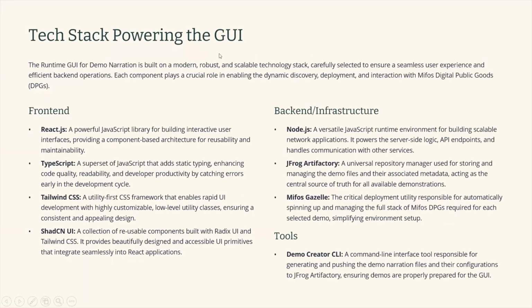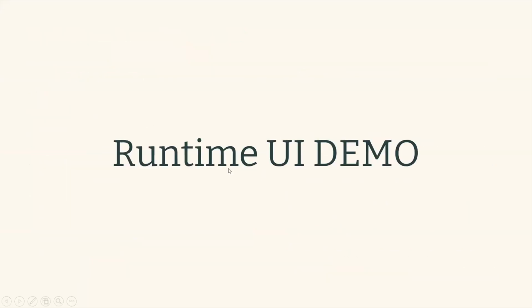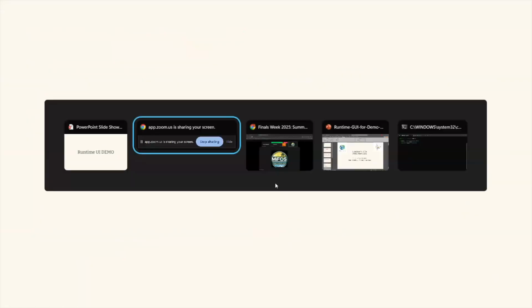What tech stack are we using in the GUI? For the front end, we are using React.js, TypeScript, Tailwind, Sightseeing, and Three.js for our animations. For the backend, we are using Node.js, JFrog Artifactory to store the demo files, and Mifos Gazelle, obviously, for the deployments, and Demo Creator CLI for creating the demos that we are going to use here in the Runtime GUI. Let me show you how the Runtime GUI looks.